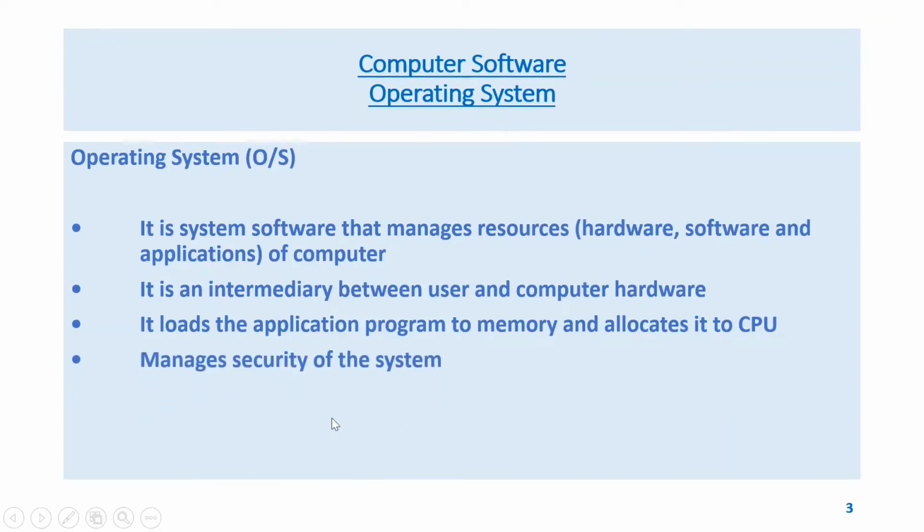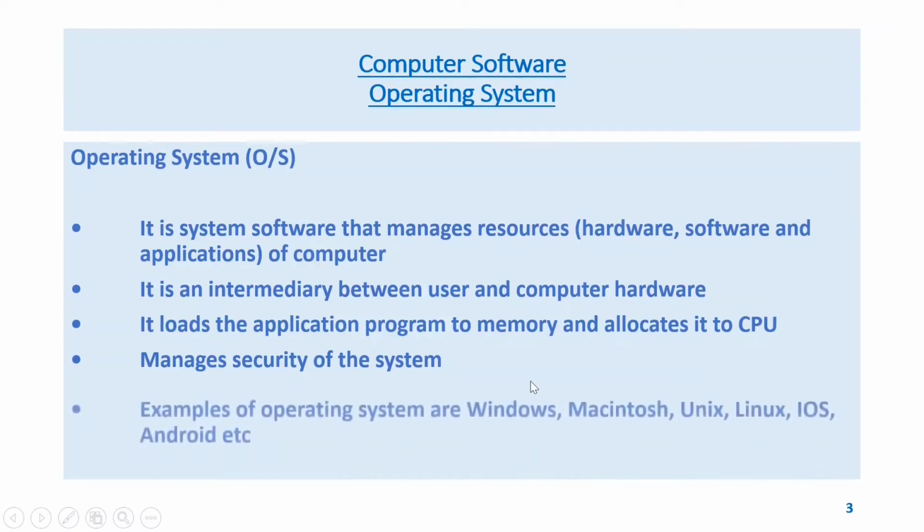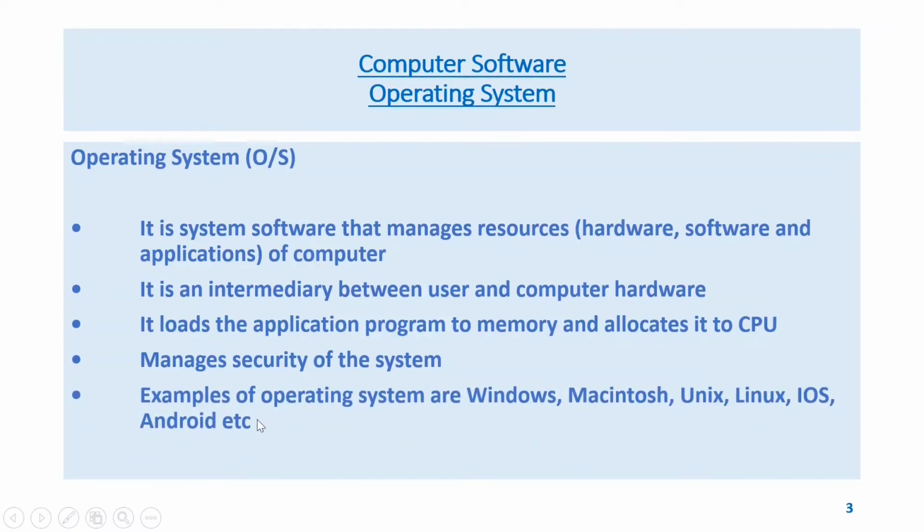An operating system manages security of the system. System security is managed by the operating system. Examples of operating systems are Microsoft Windows, Macintosh, Unix, Linux, iOS, Android, etc.